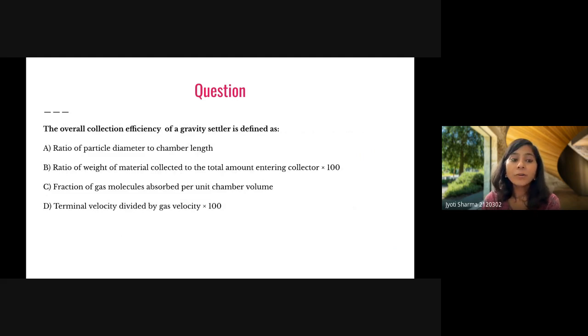The overall collection efficiency of a gravity settler is defined as: the ratio of particle diameter to chamber length; the ratio of weight of material collected to the total amount entering the collector multiplied by 100; the fraction of gas molecules absorbed per unit chamber volume; or terminal velocity divided by gas velocity multiplied by 100.